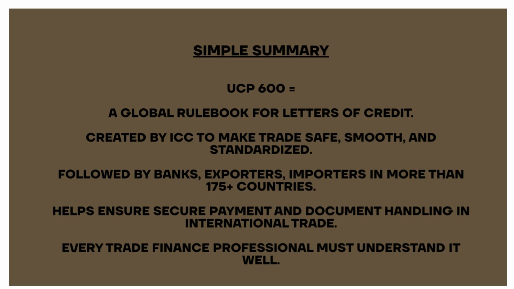Simple summary. UCP 600 equals a global rulebook for letters of credit, created by ICC to make trade safe, smooth, and standardized. Followed by banks, exporters, importers in more than 175 countries. Helps ensure secure payment and document handling in international trade. Every trade finance professional must understand it well.